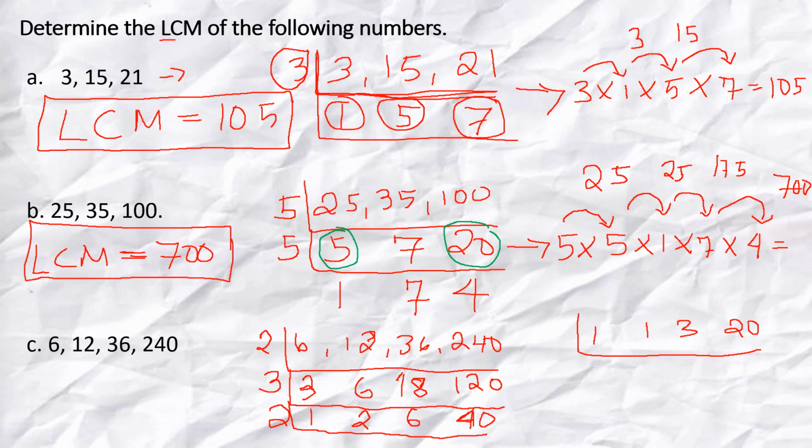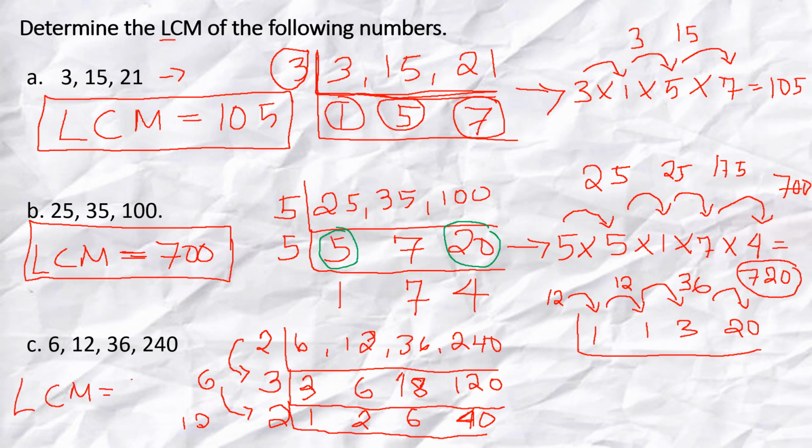Since we do not have any common factors, we can now multiply all the numbers. So 2 times 3 is 6. 6 times 2 is 12. 12 times 1 is 12. 12 times 1 is 12. 12 times 3 is 36. 36 times 20 is 720. So the LCM for letter C is 720.